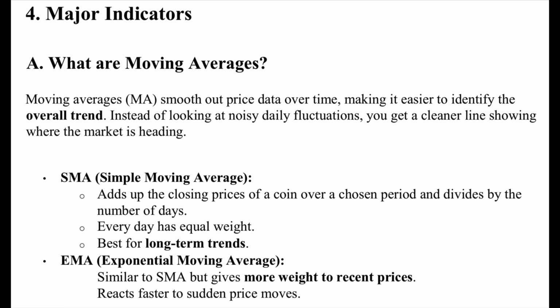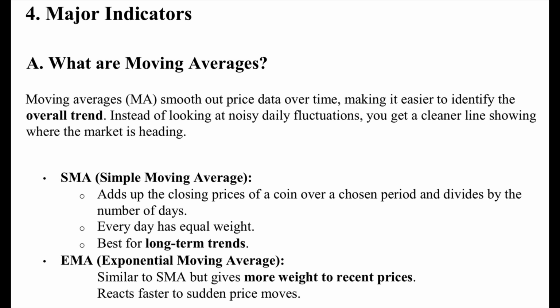What are moving averages? Moving averages, MA, smooth out price data over time, making it easier to identify the overall trend. Instead of looking at noisy daily fluctuations, you can get a cleaner line showing where the market is heading. SMA, simple moving average, adds up the closing prices of a coin over a chosen period and divides by the number of days. Every day has equal weight, best for long-term trends.